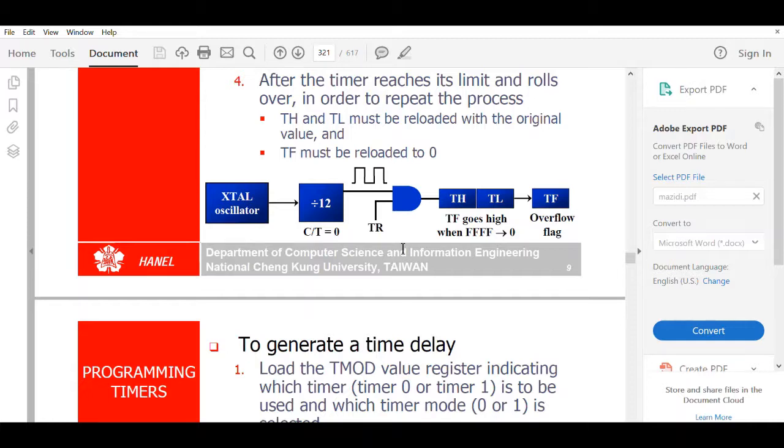to the maximum value, and one more clock pulse will make it equal to 0. So FFFF to 0000 will make TF equal to 1. When TF is equal to 1, that is an indicator. It will make TR equal to 0, and if you want to continue the count, you will reload TH and TL with the initial value, and this will continue. So that is mode 1 programming.